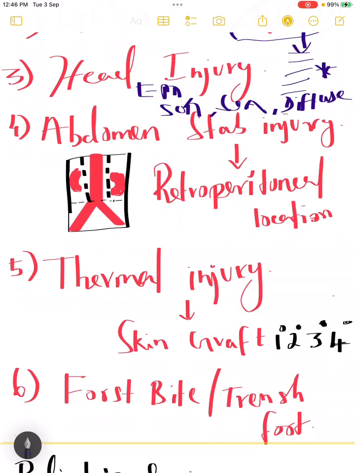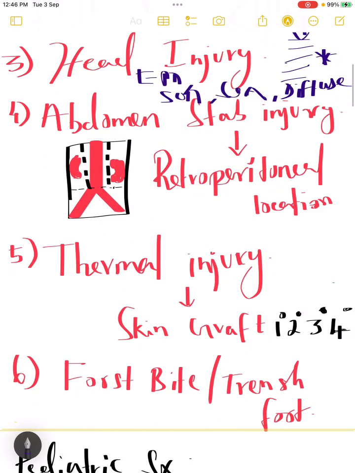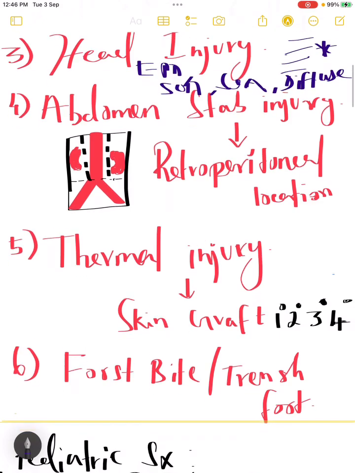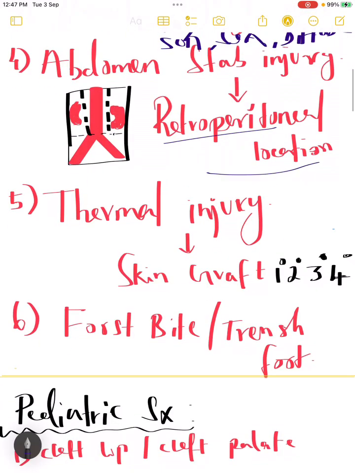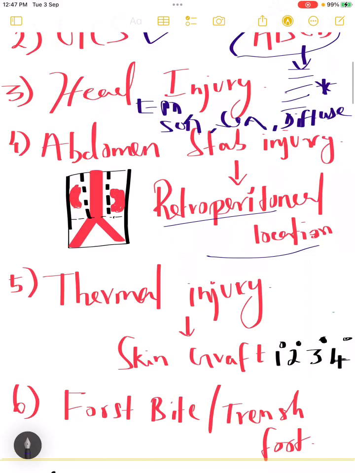Then abdominal stab injury. Studying abdominal stab injury from surgery is not that difficult. These are easy topics, but particularly retroperitoneal abdominal stab injury is very important. For retroperitoneal stab injury, there will be zone 1, zone 2, and zone 3. Retroperitoneal means the backside of our abdomen, where there are retroperitoneal organs. If you study these topics, you will get to know.